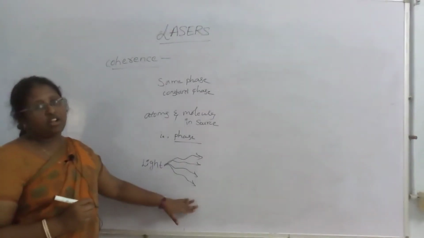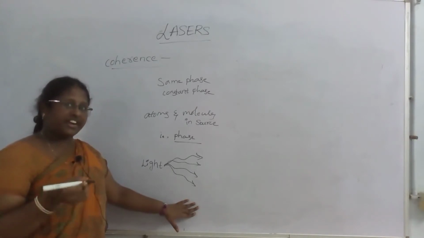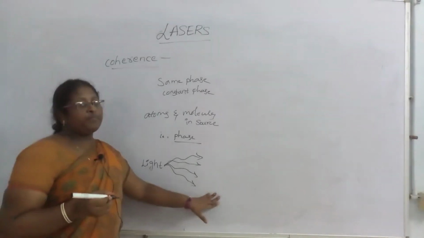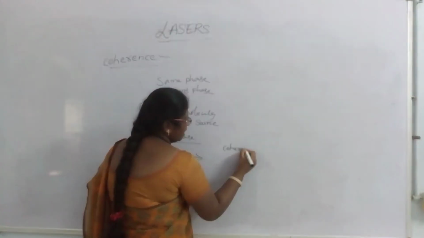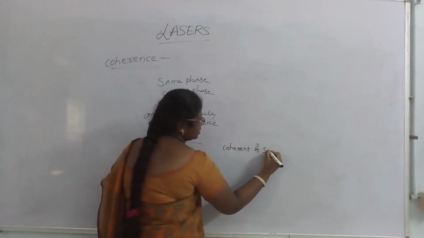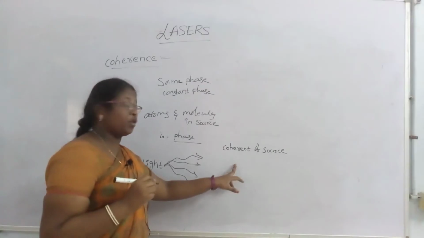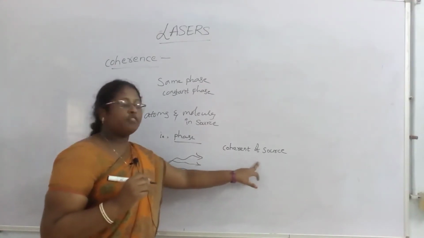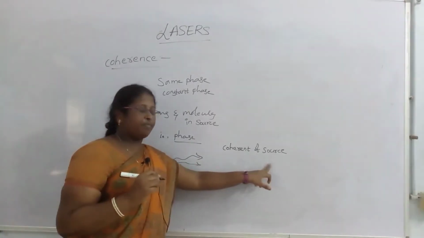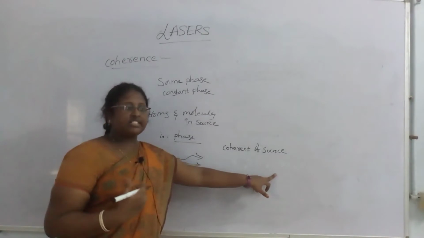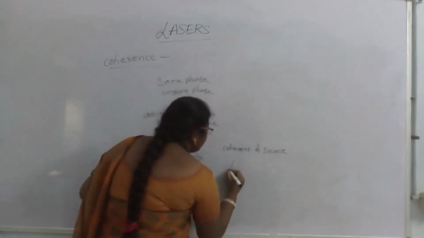Now for lasers, there are different sources, with atoms and molecules in different radiations. They are in polarization, that is the coherence of the source. Different radiations from different atoms in polarization is called coherence of the source. In recent years, some coherent sources have been developed that are highly coherent, and these are called lasers.